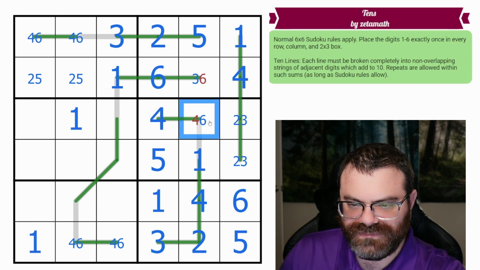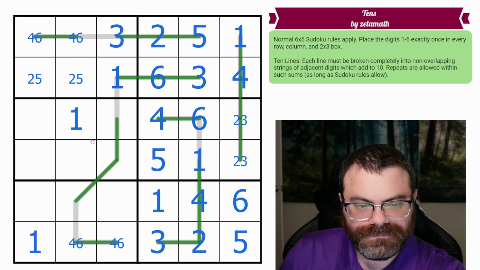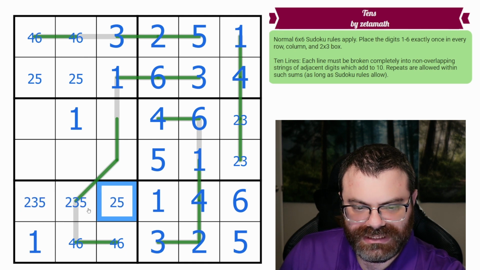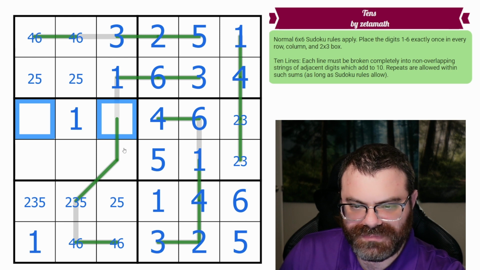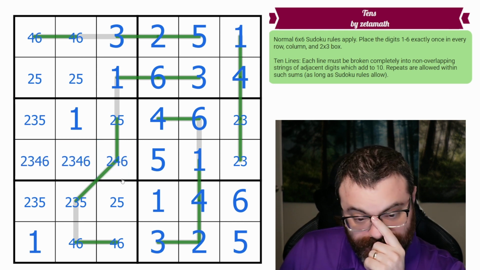That gives us the 6, the 4, the 6, and the 3. These are from 2-3-5. I'm going to do as much Sudoku as I can before I think about this sum. We need 2, 3, and 5 here as well. And then down here we need 2, 3, 4, 6. Okay.